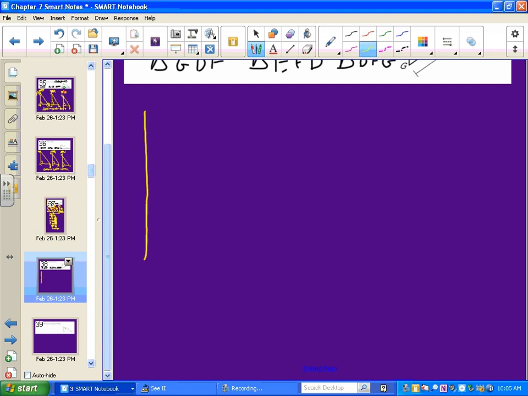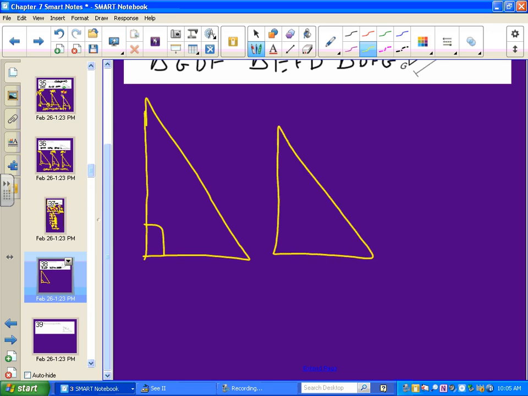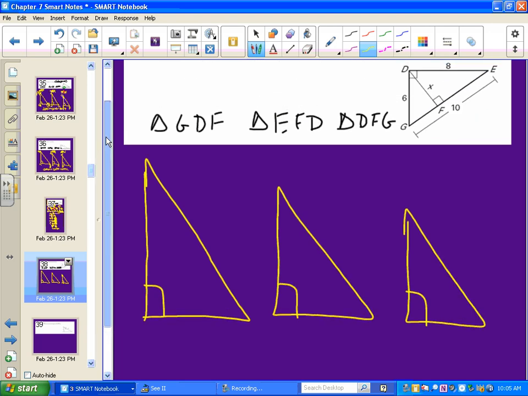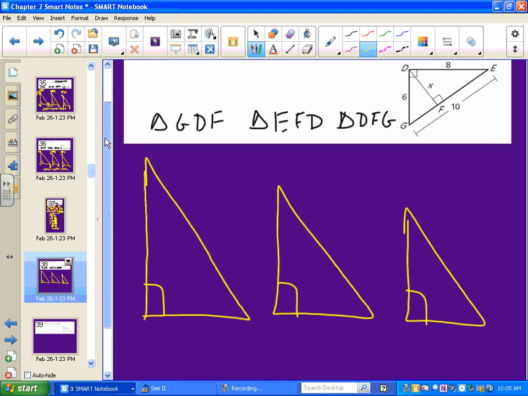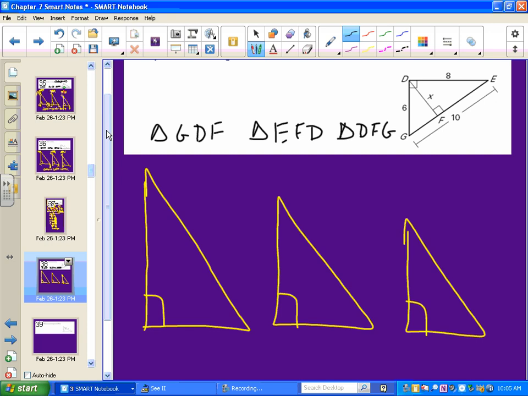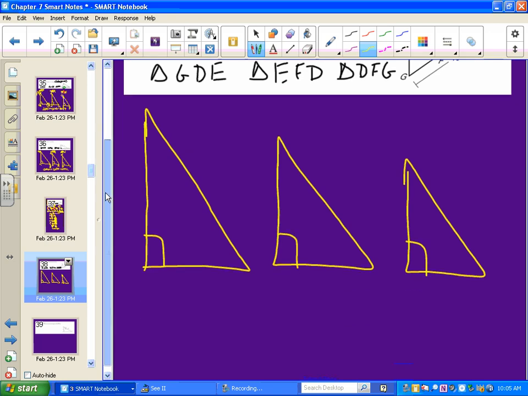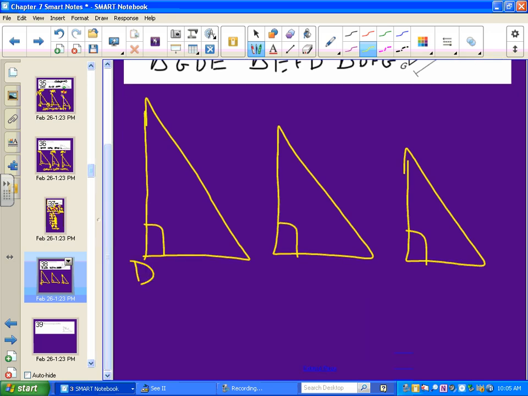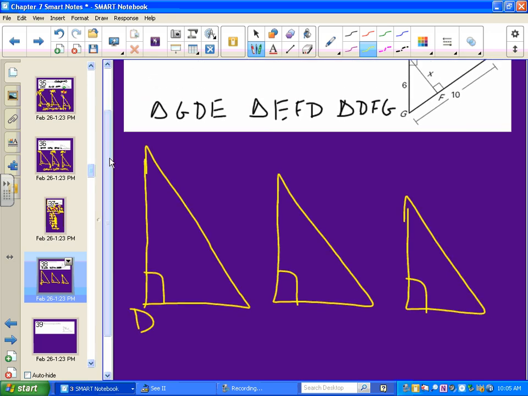Once again, I place the right angle in the bottom left-hand corner. All of these problems, I approach them the same way whenever I separate these triangles. So triangle GDE, D is the right angle, and I'll put E up at the top and G down at the bottom. It doesn't matter where I place E and G.